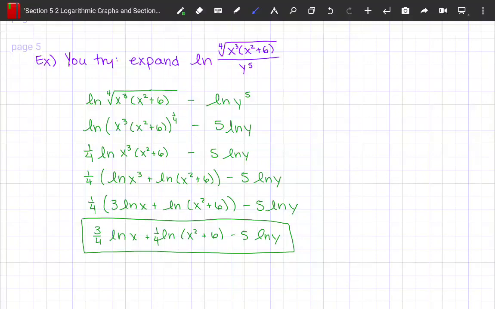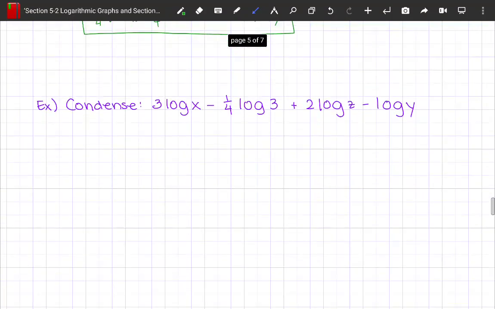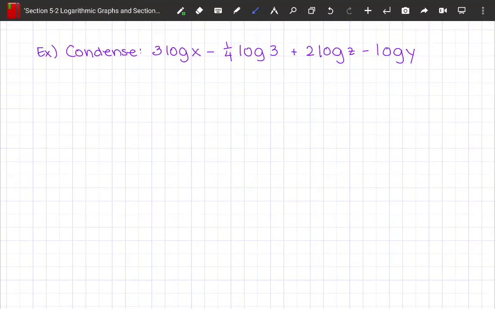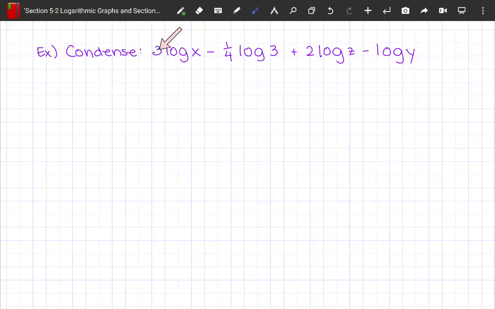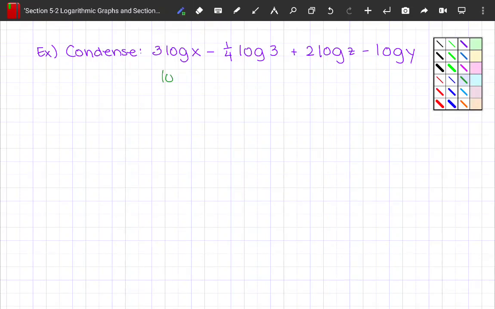All right, let's look at something else called condensing. So condensing is just going backwards. What if we have it expanded out and we wanted to put it together? So we're just going to do all those rules backwards. So in general, if you ever see a coefficient in front of the log, you're going to use the power property. So we're going to do that first. We're going to put the 3 as an exponent. We're going to put the 1/4 as an exponent. We're going to put the 2 as an exponent. And there's no exponent here.